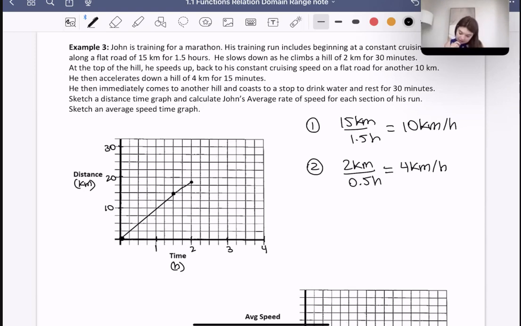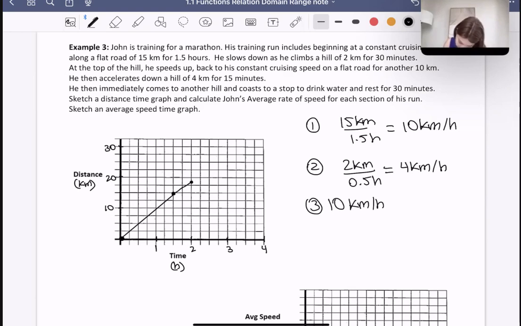Then it says at the top of the hill, do I skip anything? No, okay. At the top of the hill, he speeds back up, back to his constant rate for another 10 kilometers. His constant rate was 10 kilometers per hour, so we can just copy that from above. So that's his constant rate, and he's going to do that for another 10 kilometers. Right now we're right there. We need to go up another 10 kilometers.